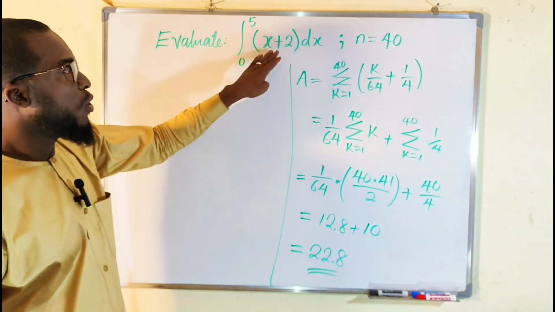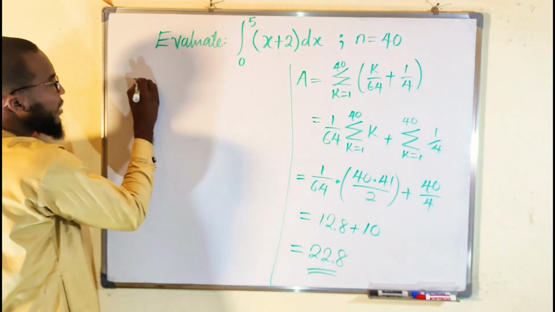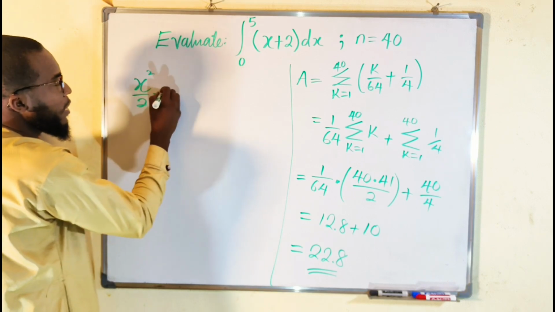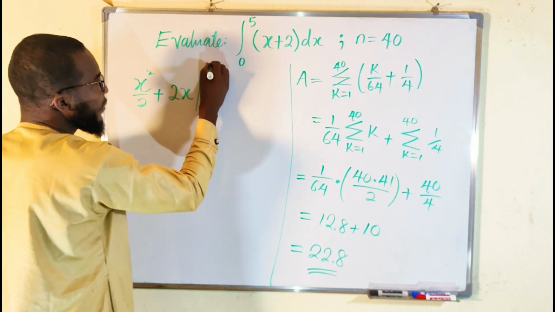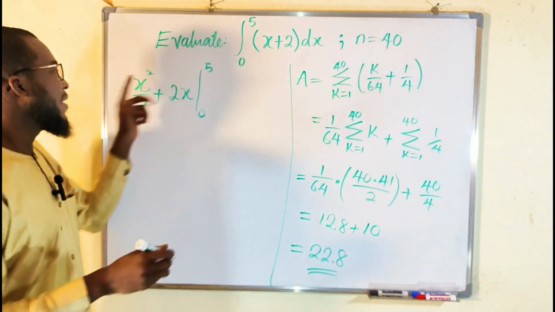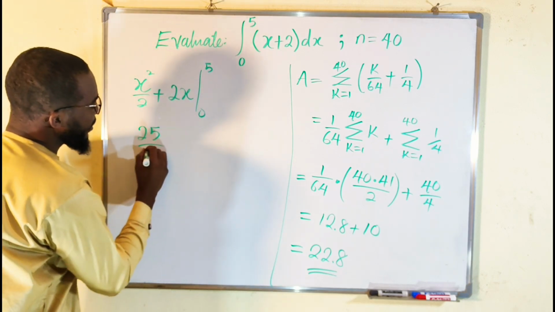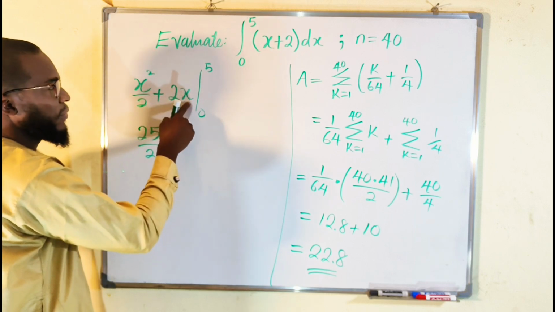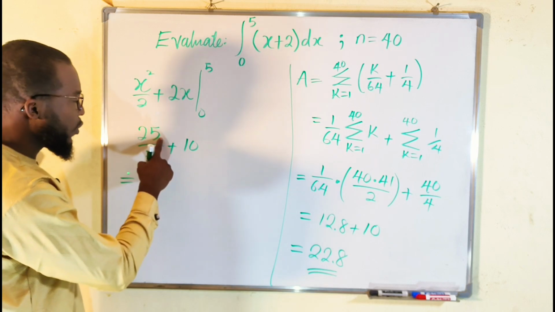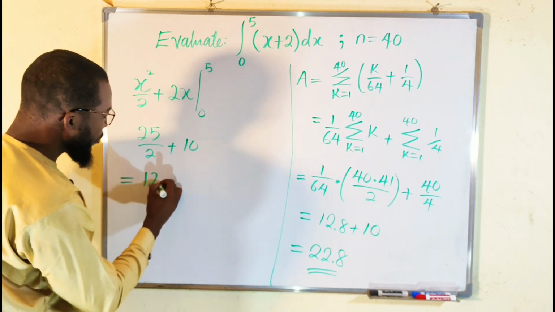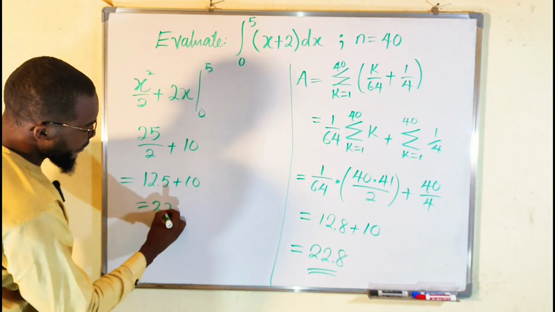To find the actual area, we're going to integrate this, then apply the limit. If you integrate x, you're going to get x squared divided by 2. If you integrate 2, you're going to get 2x. Then you apply the limit from 0 down to 5, as simple as that. Plug in 5 here, you have 5 squared is 25 divided by 2, then plus 5 times 2, this is 10. This will give us 12.5 plus 10, and this will be 22.5.